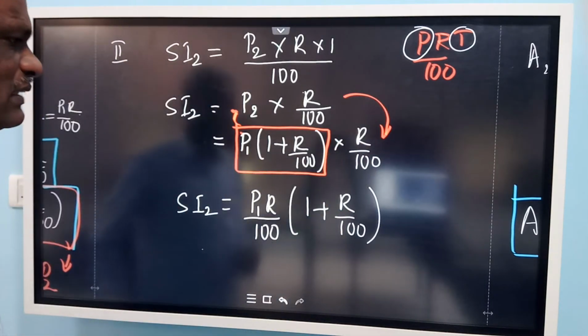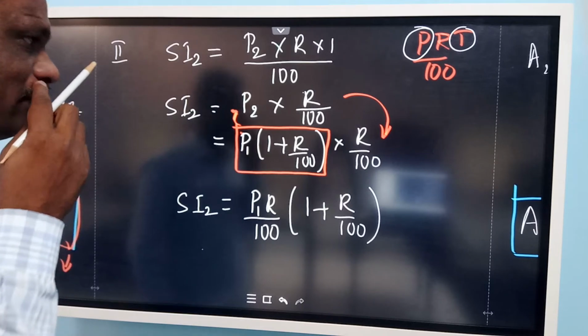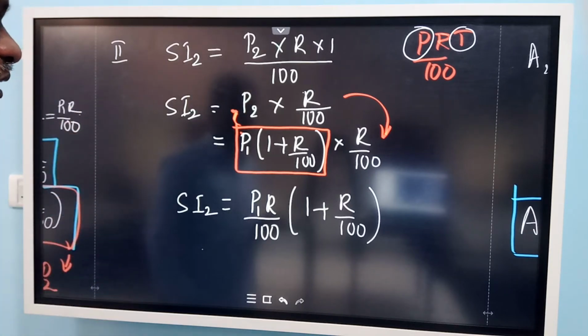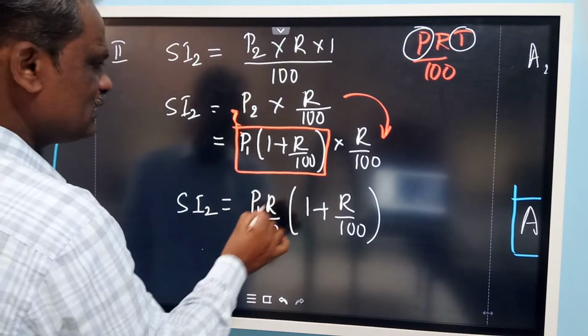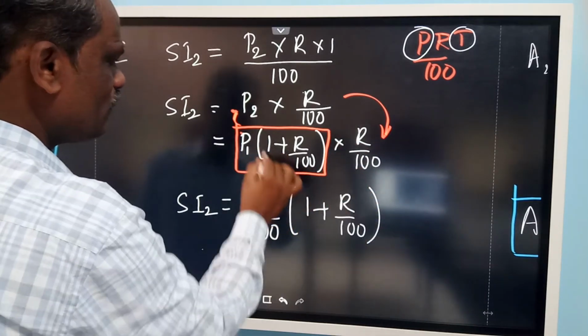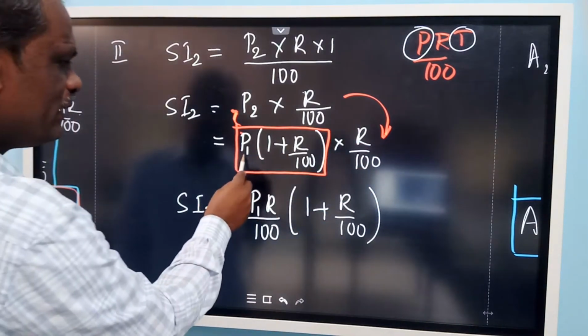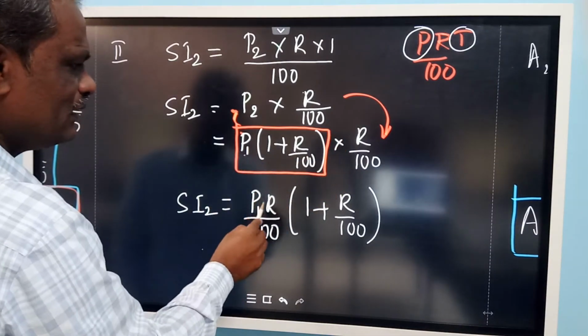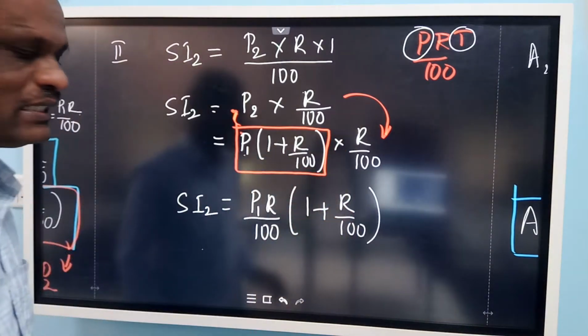Now observe here. One thing is common, you can see here. P1 you write first, into R by 100 you write here, and this 1 plus R by 100 is only a rearrangement. P1 into R by 100 into this 1 plus R by 100. You got it?